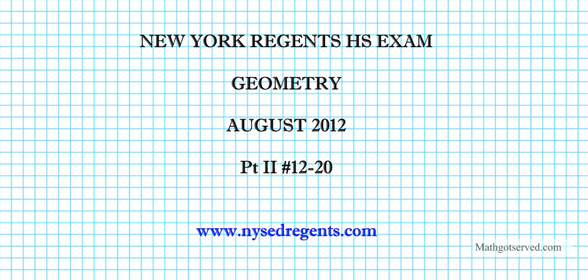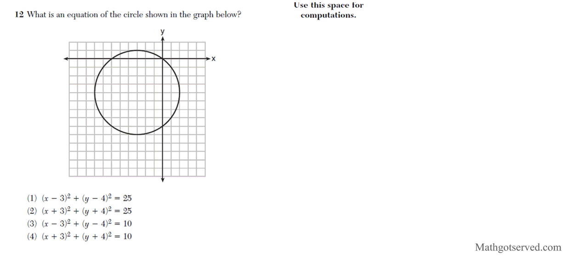All right, let's go ahead and take a look at question number 12. So 12 says, what is an equation of a circle shown on the graph below? Let's go ahead and write down the standard form for the equation of a circle first. It is given by (x - h)² + (y - k)² = r².